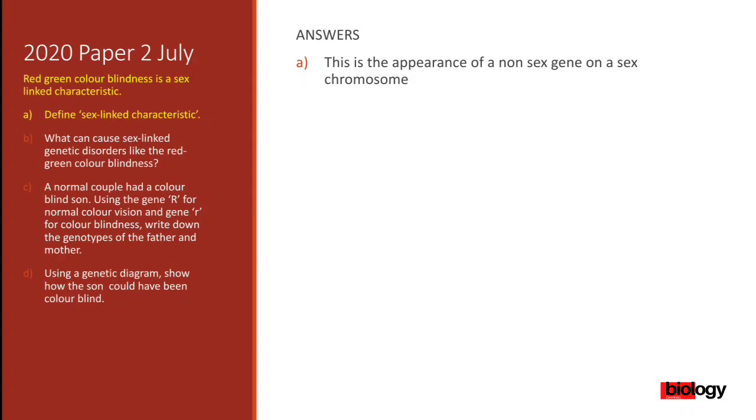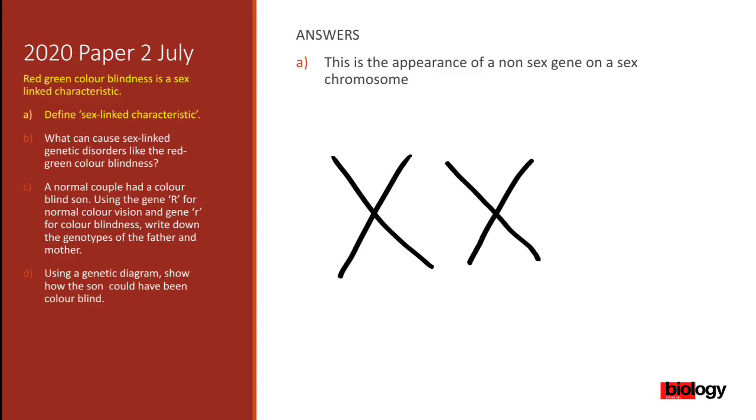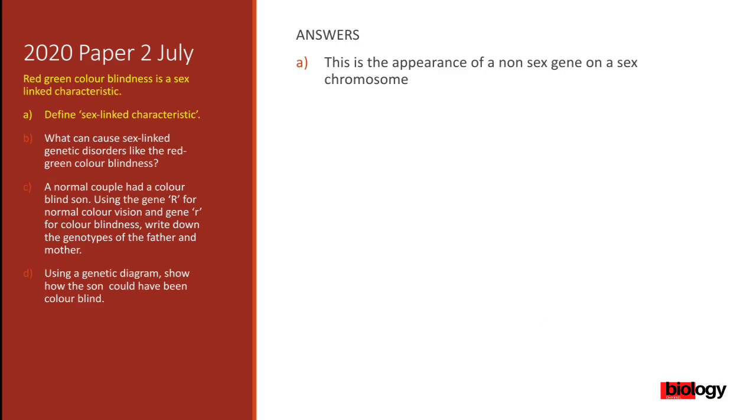If we're talking about sex chromosomes, X is a sex chromosome. The genotype for a female is XX, and the genotype for a male is XY. So these are the sex chromosomes. The appearance of a non-sex gene on a sex chromosome is referred to as a sex-linked characteristic.